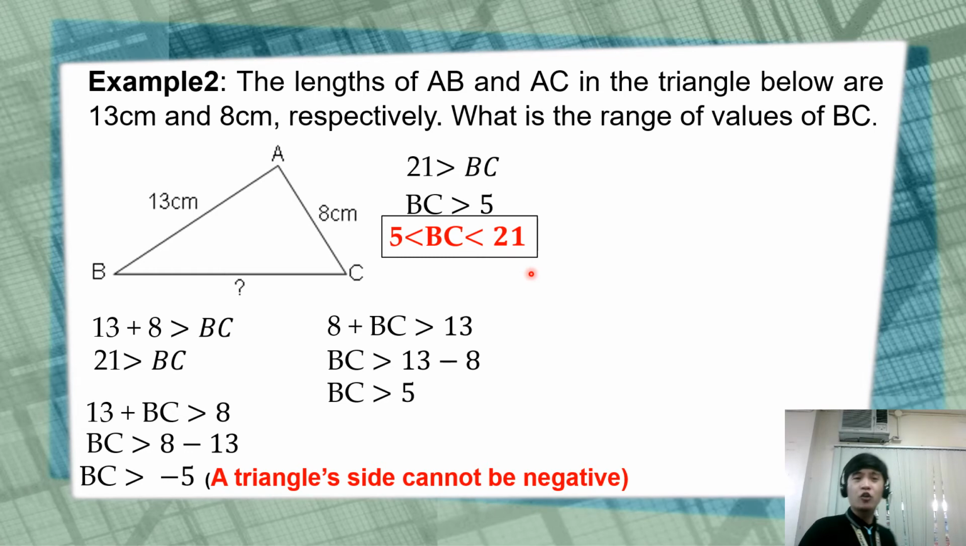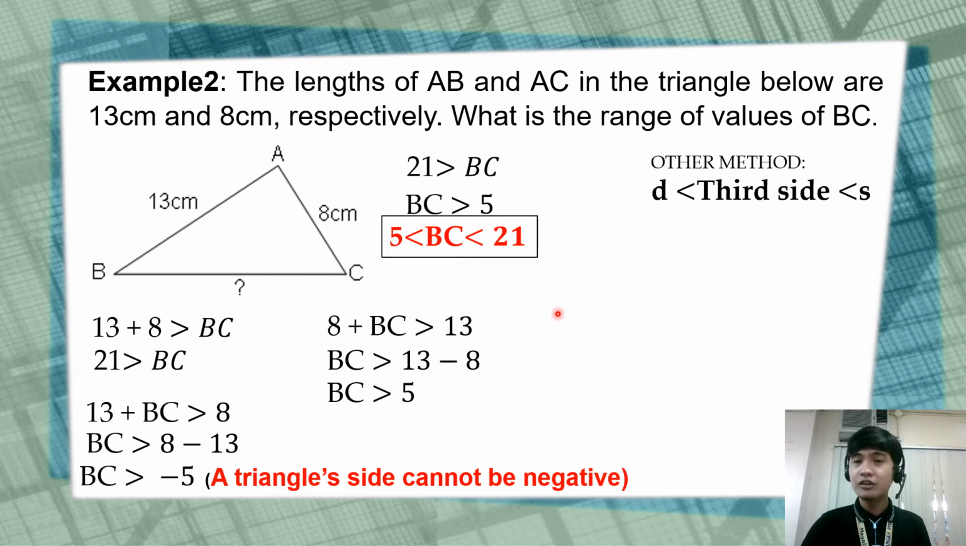Okay? Ngayon, kung titignan po natin yung solution na ito, ang haba, di ba? Sobrang haba niya, sobrang tasky, masyadong madetalye yung solution. But in this case, we have a shorter method. So the other method goes like this. So third side is greater than D but less than S.